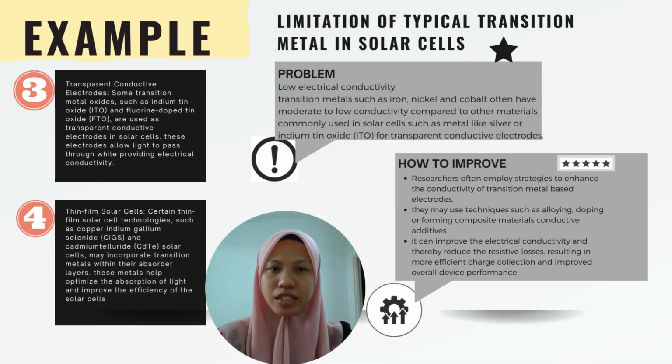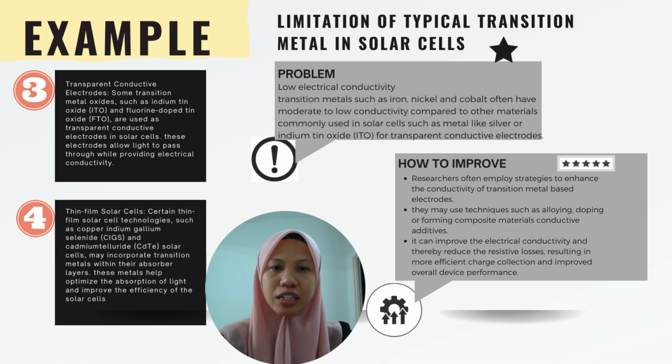Some transition metal oxides, such as indium tin oxide (ITO) and fluorine-doped tin oxide (FTO), are used as transparent conductive electrodes in solar cells. These electrodes allow light to pass through while providing electrical conductivity.